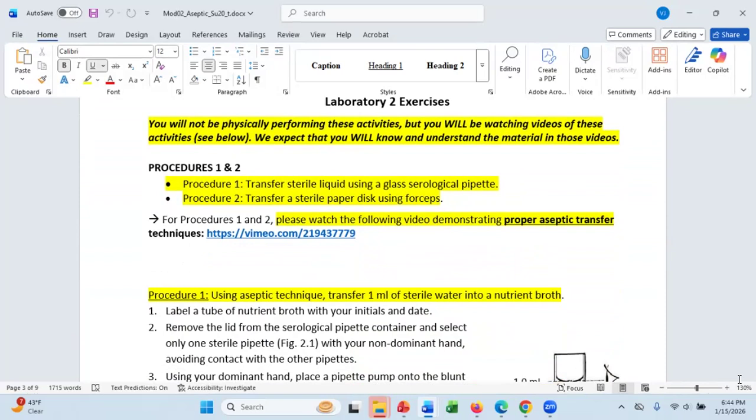For procedure 1, you're going to be transferring sterile liquid into a tube using a glass pipette. And you can watch the following video demonstrating proper aseptic transfer by watching this video here. In procedure 1, you're going to transfer 1 ml of sterile water into a tube of nutrient broth.